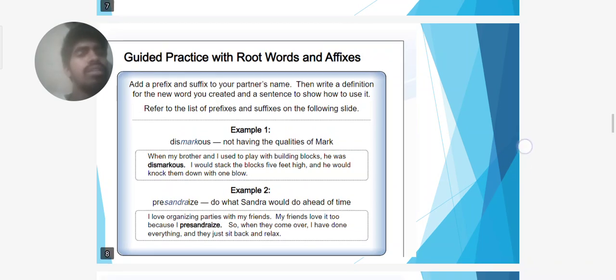Now, guided practice with root words and affixes. Add a prefix and suffix to your partner's name. Then write a definition for the new word you created and a sentence to show how you use it. Refer to the list of prefixes and suffixes on the following slide.